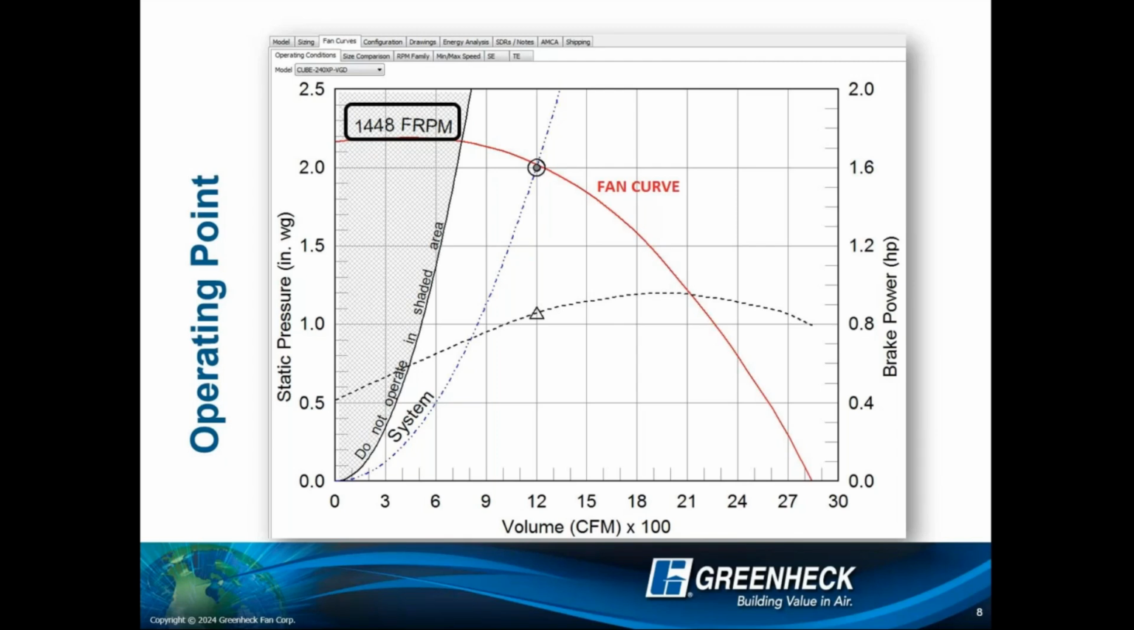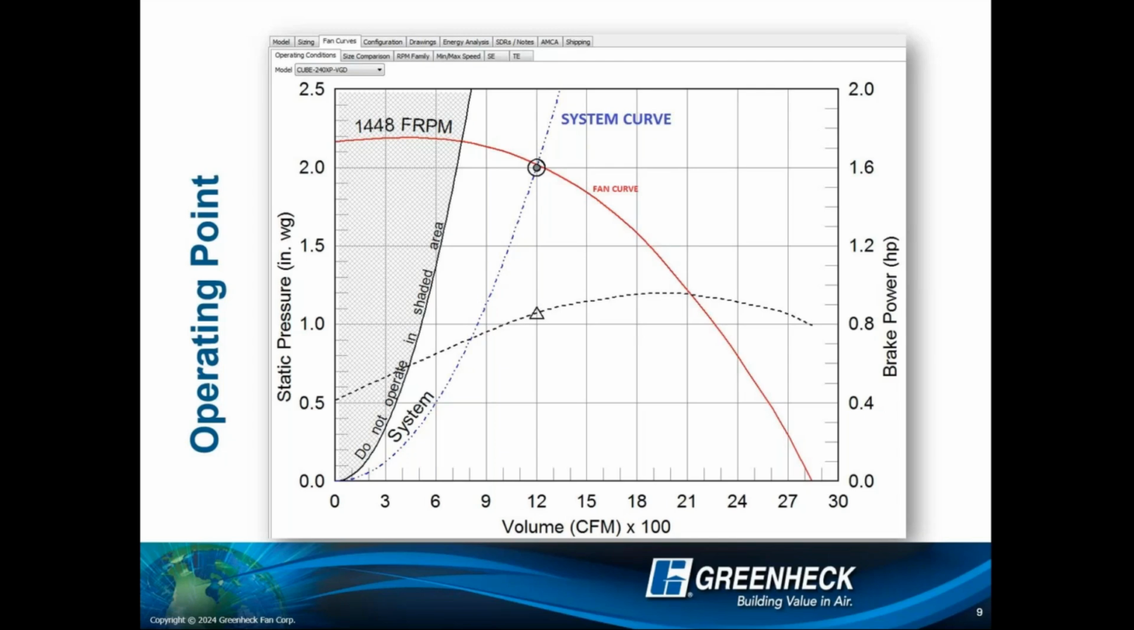But if I'm in a belt drive, then my motor RPM could be different than the impeller RPM. And this is actually discussing the fan or the impeller RPM. All right, moving on, we have this blue dashed curve. This is a representation of the system resistance that you've given me, right? This is what I have to overcome to move the amount of air you want.